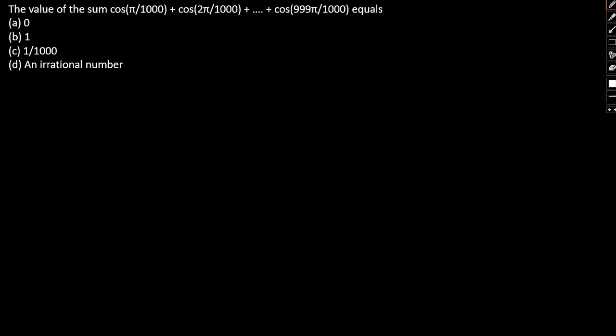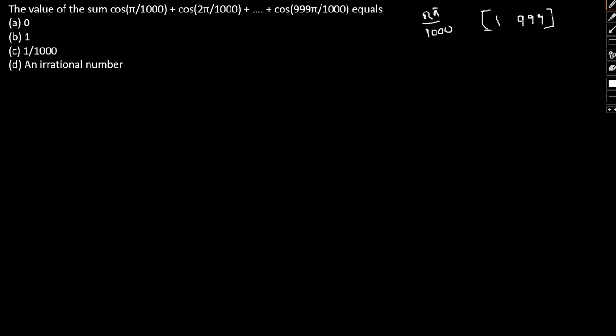The value of the sum of the series cos of pi by 1000 plus cos of twice pi by 1000 plus dot dot dot cos of 999 pi by 1000 will be equal to. So basically this is a summation of the cosine function wherein the argument lies in the form of n pi by 1000, and n ranges from 1 to 999. Okay, so let's try and take a look.